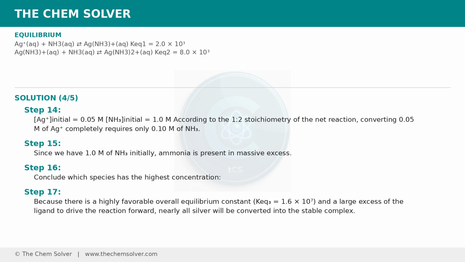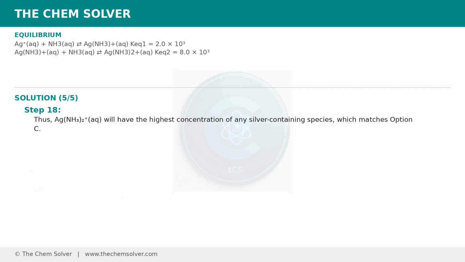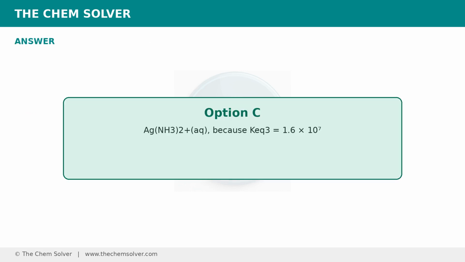Conclude which species has the highest concentration. Because there is a highly favorable overall equilibrium constant, K_eq3 equals 1.6 times 10 to the power 7, and a large excess of the ligand to drive the reaction forward, nearly all silver will be converted into the stable complex. Thus, Ag(NH₃)₂⁺ will have the highest concentration of any silver-containing species, which matches option C. The correct answer is option C, Ag(NH₃)₂⁺, because K_eq3 is equal to 1.6 times 10 to the power 7.